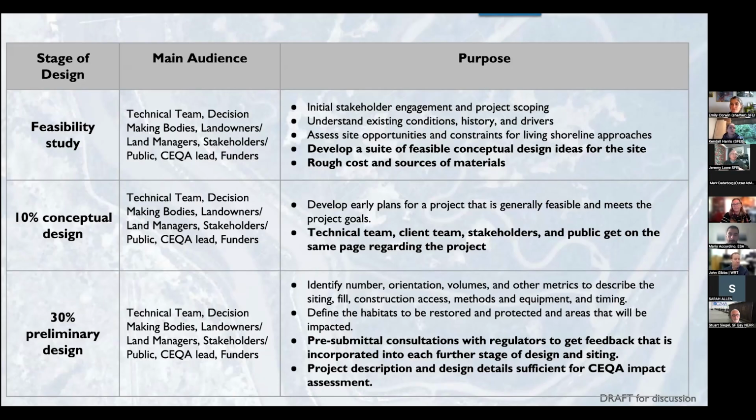And then the preliminary design, which is to identify where things are, how many breaches there are, how many reefs there are, how much area of restoration there will be, volumes of material, what the access is, and so on, defining the habitats to be restored and protected, and a description of the project, which can then be used in discussions with the regulators to get feedback that's going to be required at each stage, providing sufficient detail for discussions with regulators.